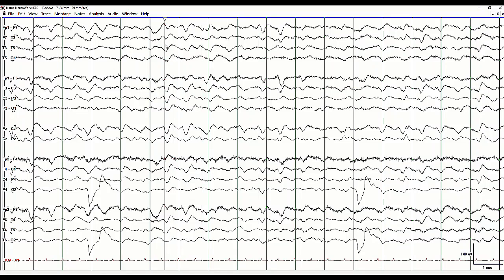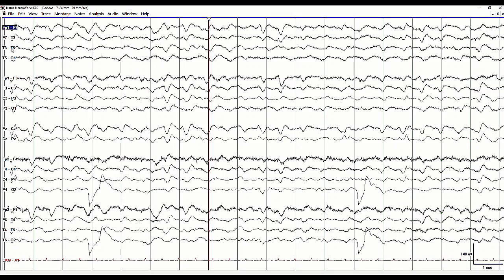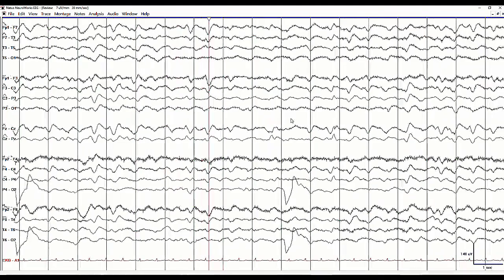So there's one there, there's another, and we're in a bipolar anterior to posterior montage, also called a double banana montage. And we have the left temporal chain on the top, followed by the left parasagittal chain, followed by the midline from front to back, or anterior to posterior, followed by the right parasagittal chain, and lastly the right temporal chain. Then of course a single lead EKG at the bottom.